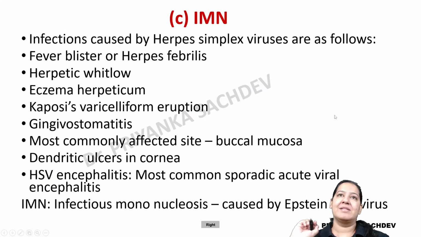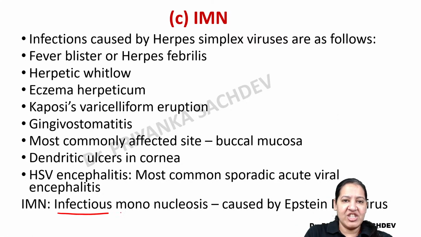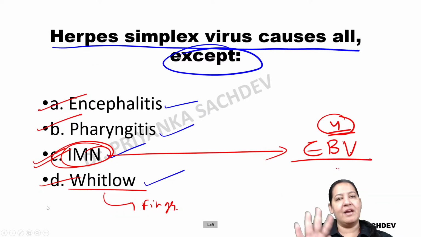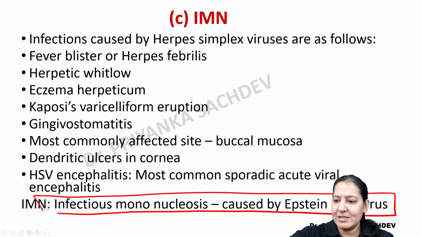So it is Epstein-Barr virus. Right. So that is the thing. Let me move ahead. The correct answer here is, you can see, infectious mononucleosis is caused by Epstein-Barr virus. And the rest of the things given here are caused by herpes virus. Herpes virus causes all these.